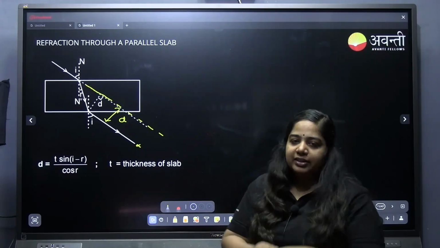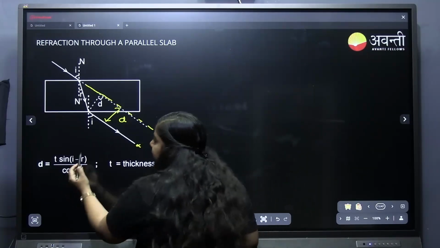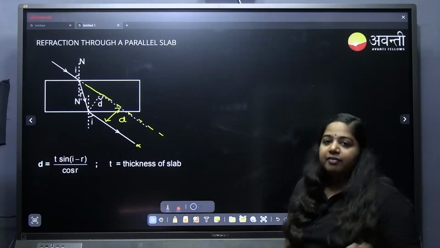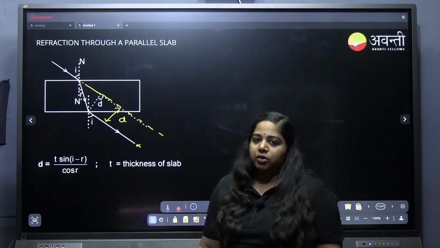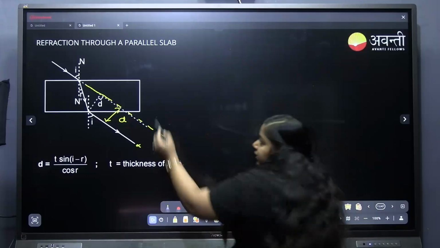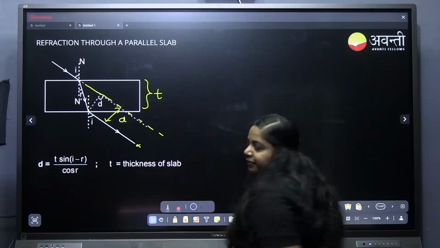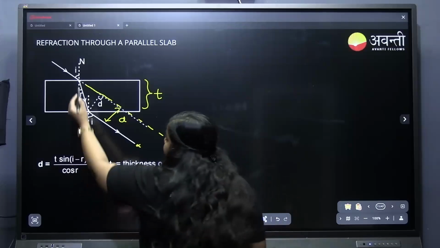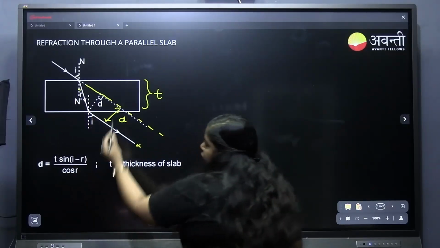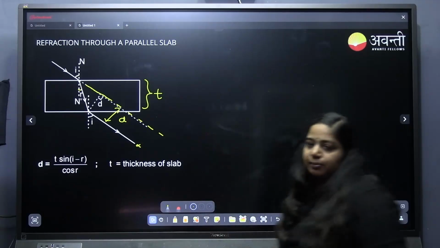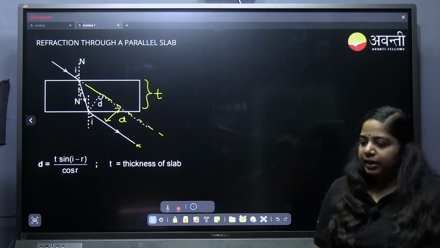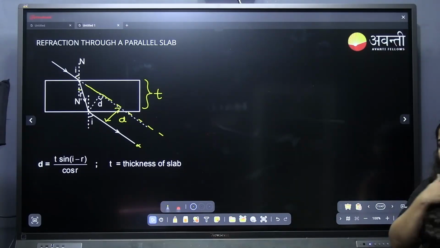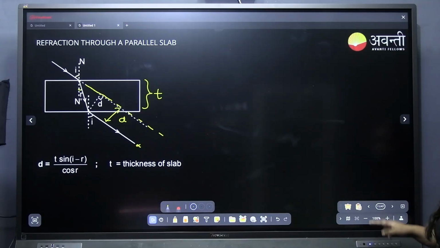If you want to calculate the shift d, it is equal to t sin(i minus r) divided by cos r. We don't need the derivation again. You can directly learn this formula. t is the thickness of the slab, which means this distance is t, this is angle i, this is r. If you know i and r, you can find t sin(i minus r) divided by cos r, which is the shift in the path of the ray. Is there any doubt? Okay, moving on.